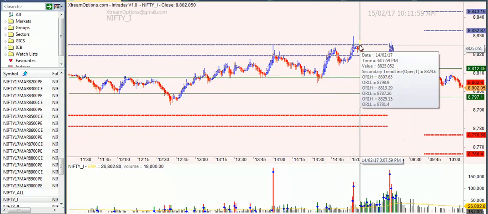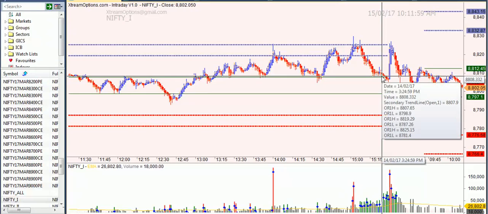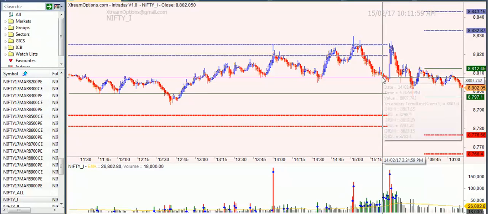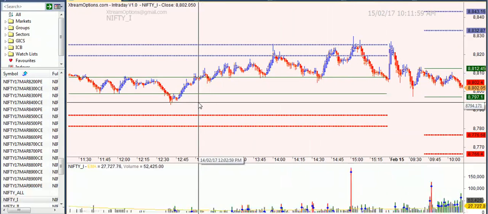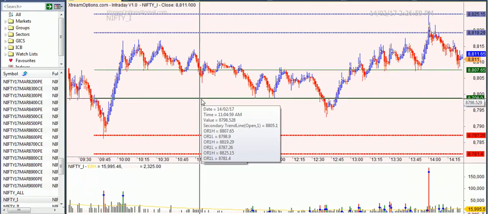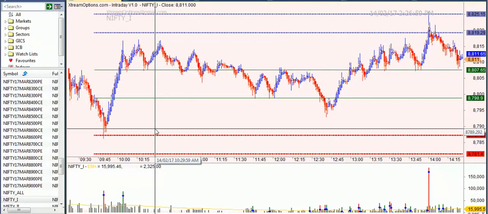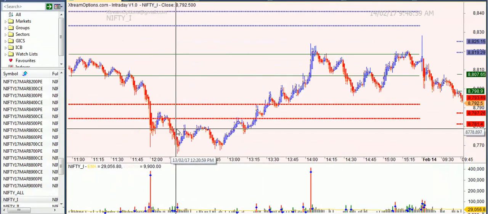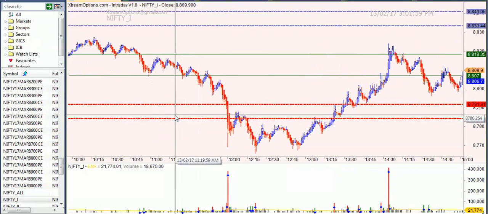Again, it goes back into the zone. 8825 comes back to 8808. So a smart trader would get 2 rounds of trade. In fact, if he's a fast trader, then he would get 3 rounds of trade on this particular day. Let's go back. This is again a very good day.